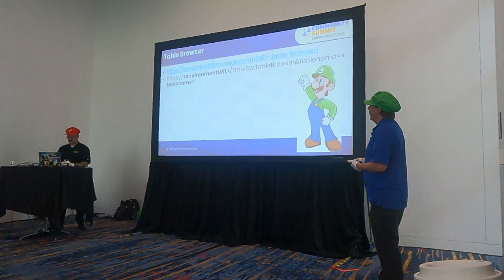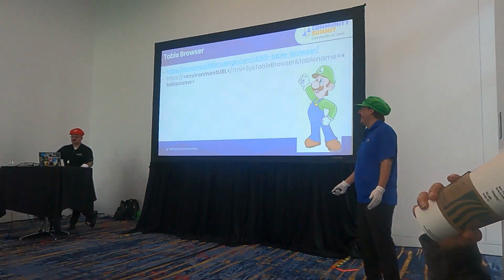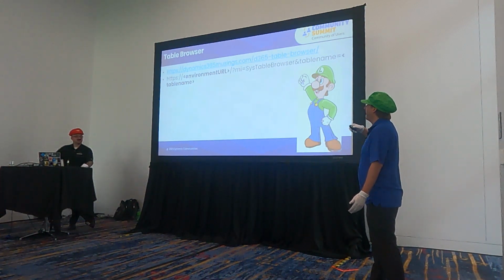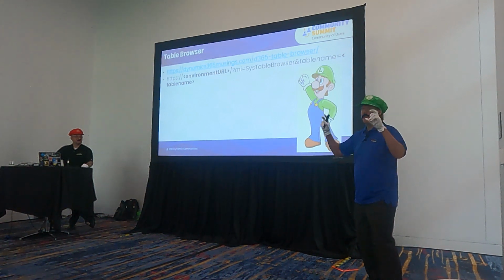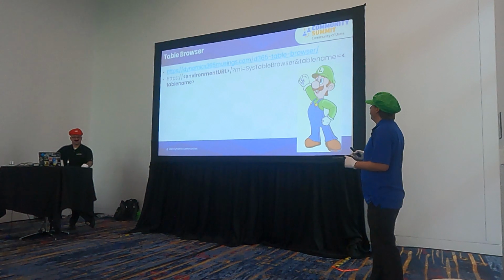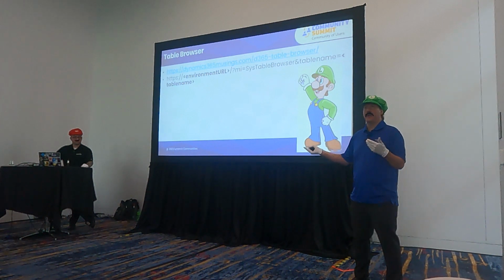Okay, table browser, right? Very often we want to be able to look at the data in a table without the hindrance of a form and what it may or may not show. So I've got a blog article that breaks down a few different ways you can open the table browser, but it really does come down to this magic trick with the URL. You get the environment URL, you've got mi equals, in this case, the form that runs the table browser is called SysTableBrowser. Then we have ampersand table name equals the name of the table. So if you know this trick, you can just straight up type it in.